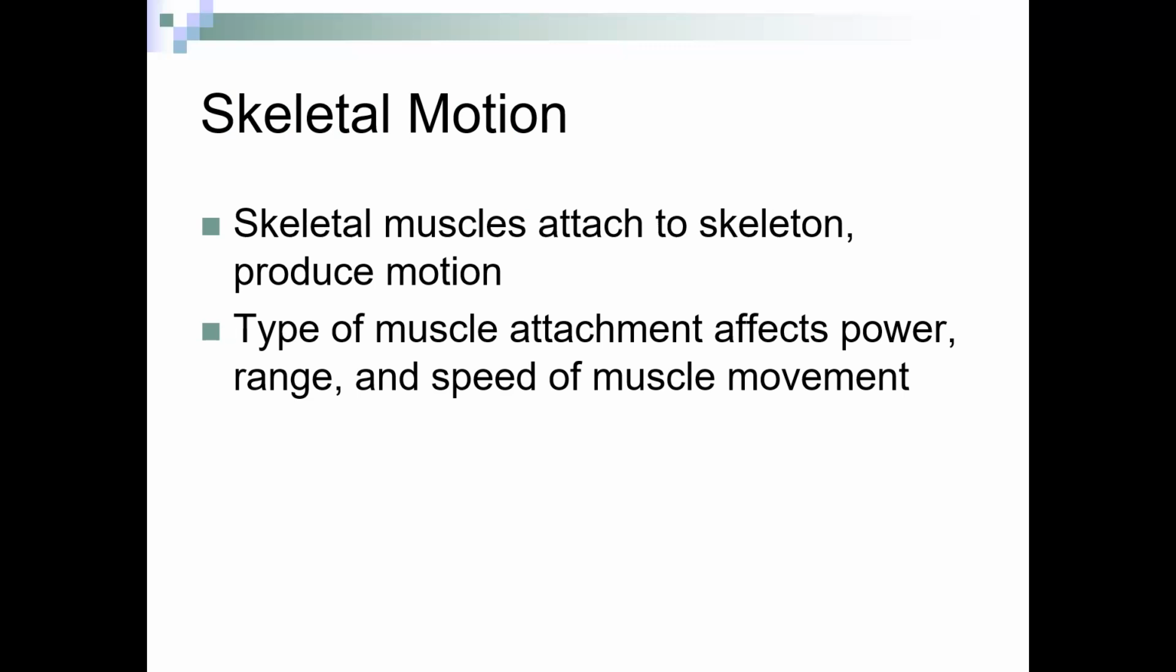I already mentioned to you that your skeletal muscles have to be attached to your skeleton, right? They have to be attached to at least two bones. Remember, one bone is a point of origin, which does not move when it contracts. The other bone is a point of insertion, and that one will move when the muscle contracts, right? So let's make sure we don't mix those up, right? Now, as it mentions here, the type of muscle attachment affects power, range, and the speed of muscle movement.